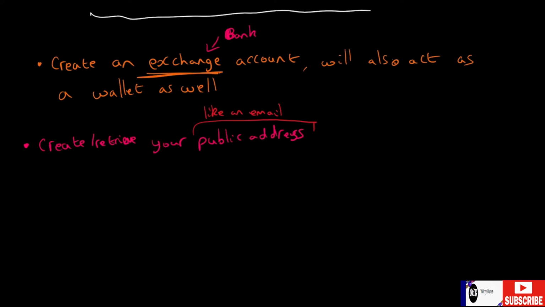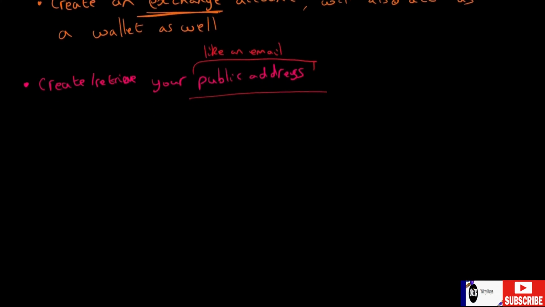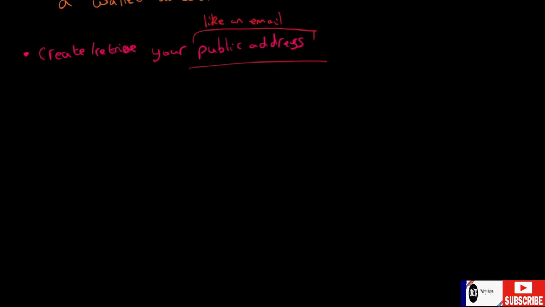So if I wanted somebody to send me some Bitcoin, I would share my public address with them and they would be able to send something to it. So you want a public address so you can actually use it with other users on the network.